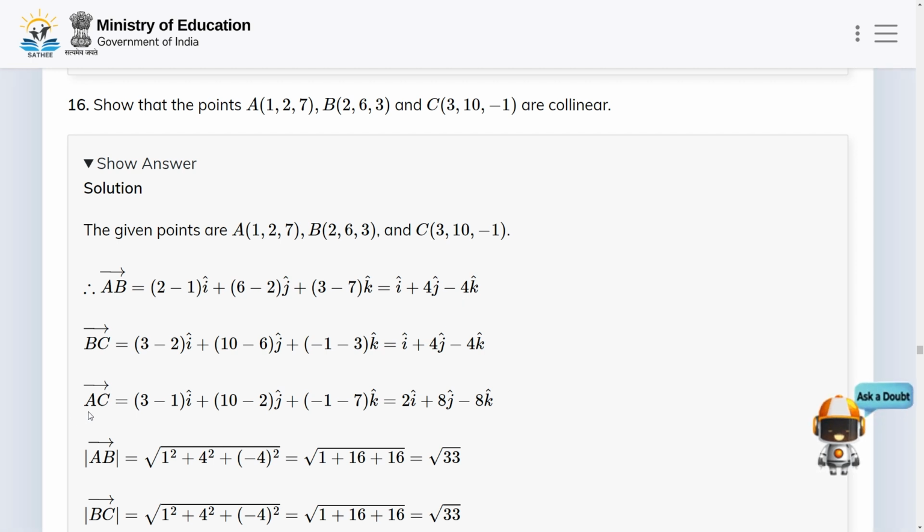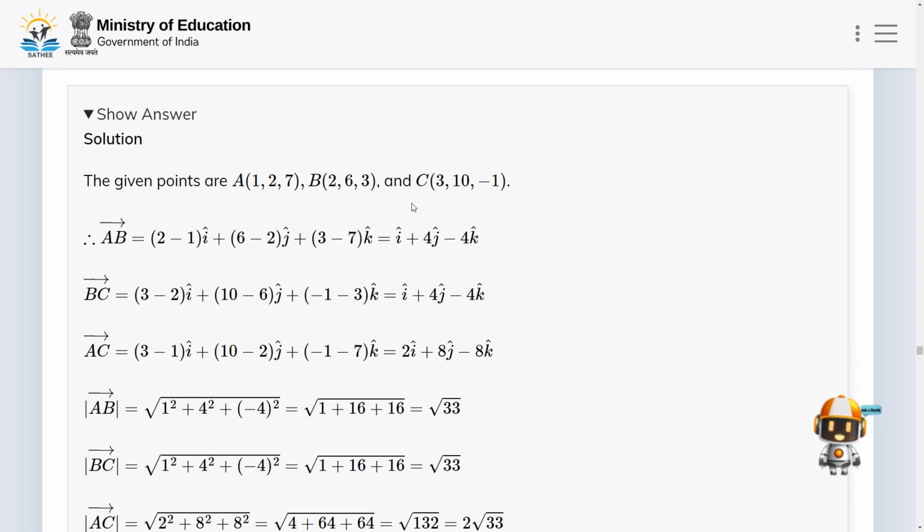Now, AC vector is just 2 times AB and BC. So AB vector and BC vector are the same vector, and AC vector will be 2 times the AB vector, and 2 times the BC vector. So we are successful in writing a vector equal to some scalar times another vector, which shows that these vectors must be collinear, or sorry, these points will be collinear. Okay, I hope now it is clear to you.